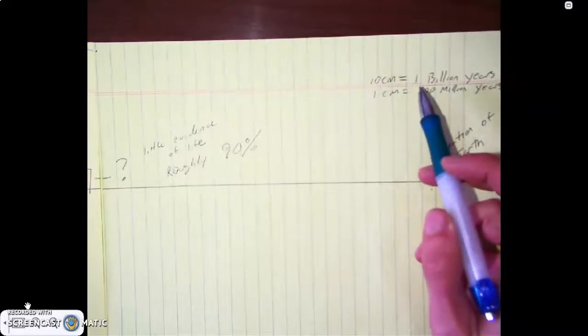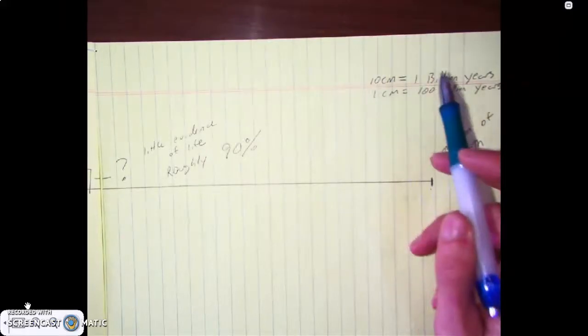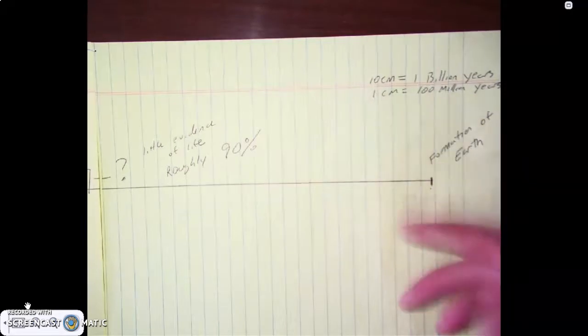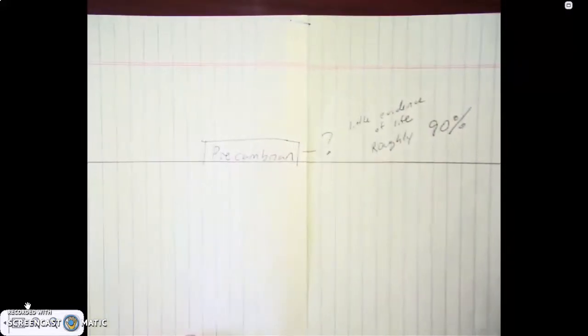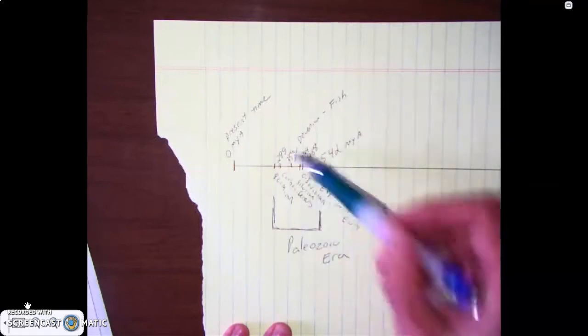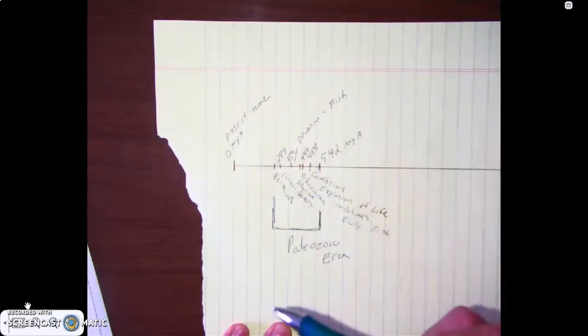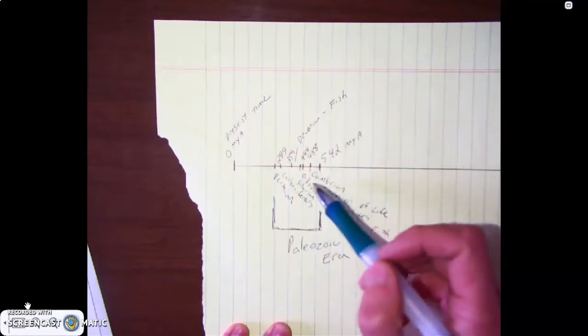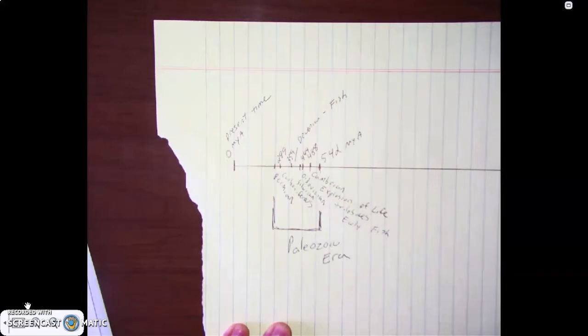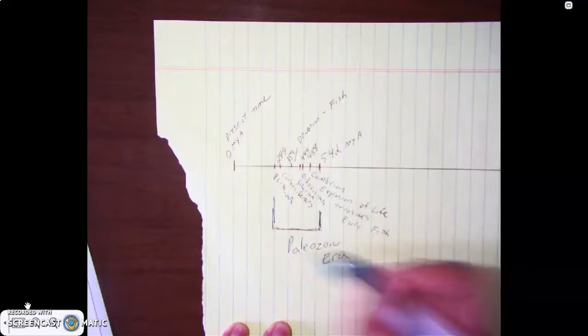Here are the scales that we're using. 10 centimeters equals 1 billion years, or 1 centimeter equals 100 million. Same thing, either way you look at it. 90% of Earth history is Precambrian time, and we really don't know too much about Precambrian time, which is kind of interesting. And toward the end of the last video, we were really focusing on this last 10% here, and we plotted the Paleozoic era, the Cambrian, the Ordovician, Silurian, Carboniferous, and the Permian period. That is all Paleozoic era, old time.